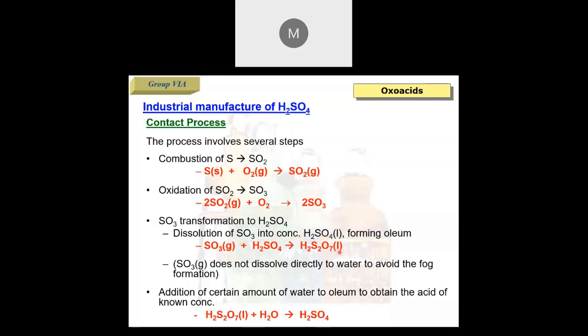All right. So it can actually also dissolve directly in water, but it will cause fog to form, so it's very difficult to contain. So most of the time they will actually just react it with sulfuric acid to form this oleum. So with oleum, in the addition of a certain amount of water, you can actually obtain the acid, which is known as the sulfuric acid.